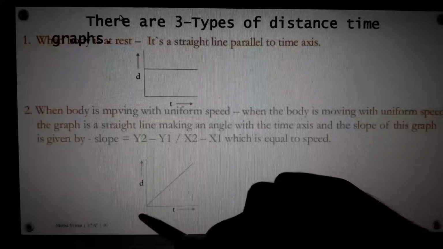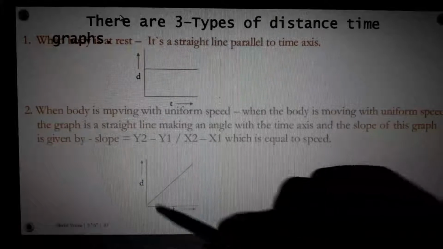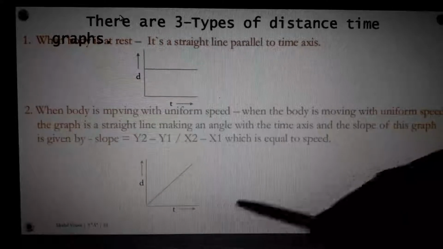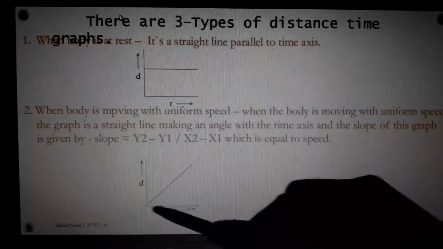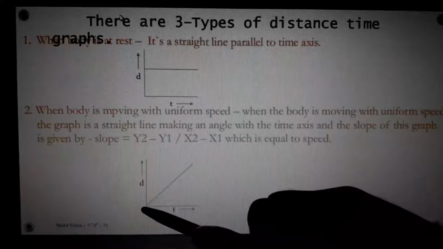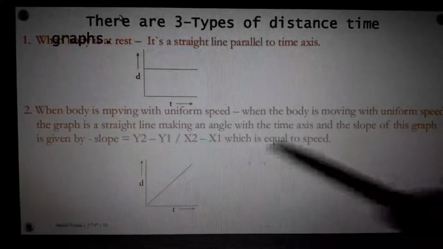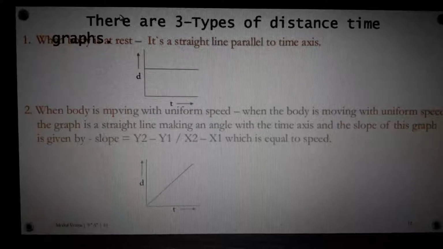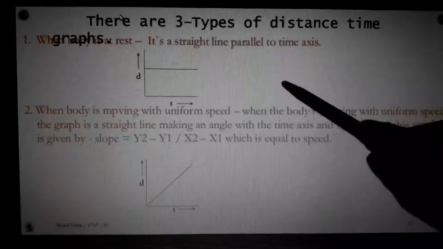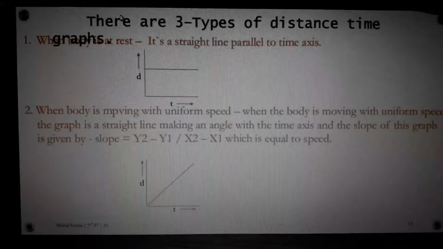Just imagine, here the time we are taking is 0, 1, 2, 3, 4, 5, and here we are taking 0, 1, 2, 3, 4, 5 meters. If we plot a graph, after 1 second it has moved 1 meter, so the point will be here. At 2 seconds, 2 meters, here. At 3 seconds, 3 meters. Only if it is moving at uniform speed will we get a straight line, which cuts the x and y axes through the center. Understood?